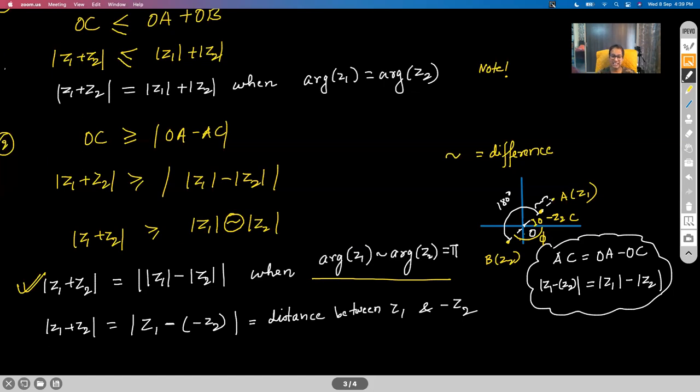Is this clear? This question has come, I've lost count how many times. So many times it has come in competitive exams. Is it clear? Make sense? Any question you have, please do let me know.